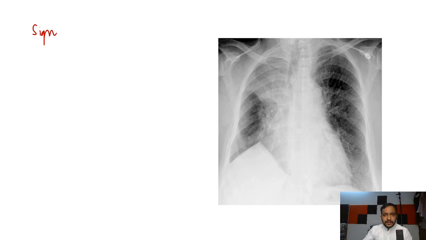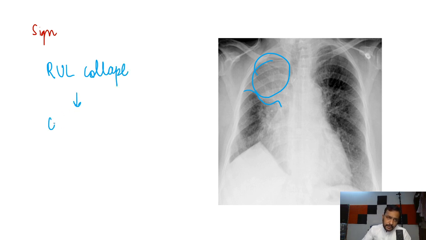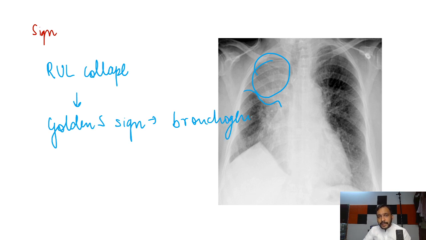Coming to the next case, again we see a homogeneous opacity in the right upper lobe, and this was a case of right upper lobe collapse, which is giving the golden S sign, and it is seen in cases with central bronchogenic carcinoma, which can give a similar appearance. Okay.